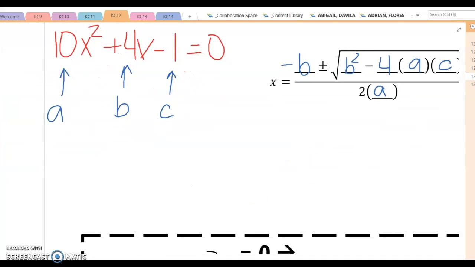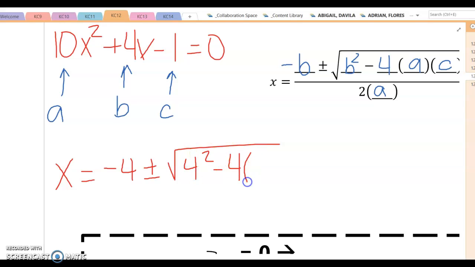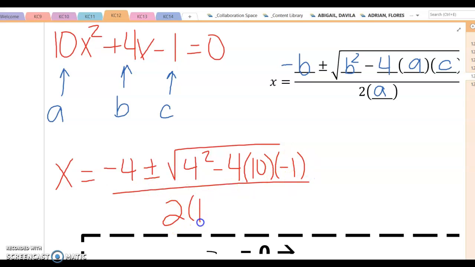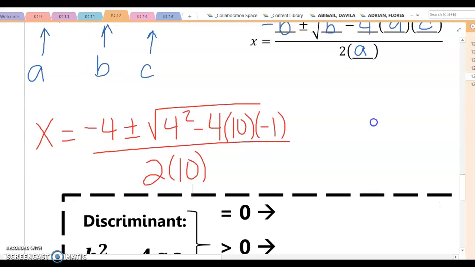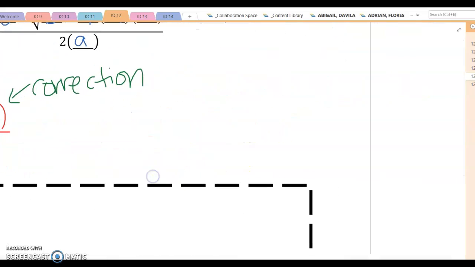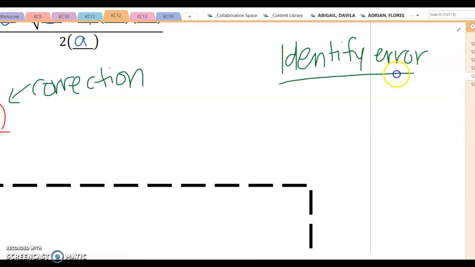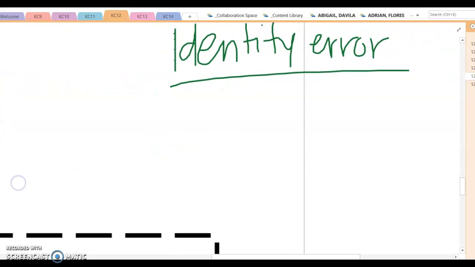So we should have x equals negative 4 plus or minus the square root of 4 squared minus 4, and then a is 10, c is negative 1, all over 2a, so 2 times 10, which is 20. Right, so this is our correction. This is what it should be. And then, okay, so when we want to actually identify the error, we're just going to write kind of what we talked about.